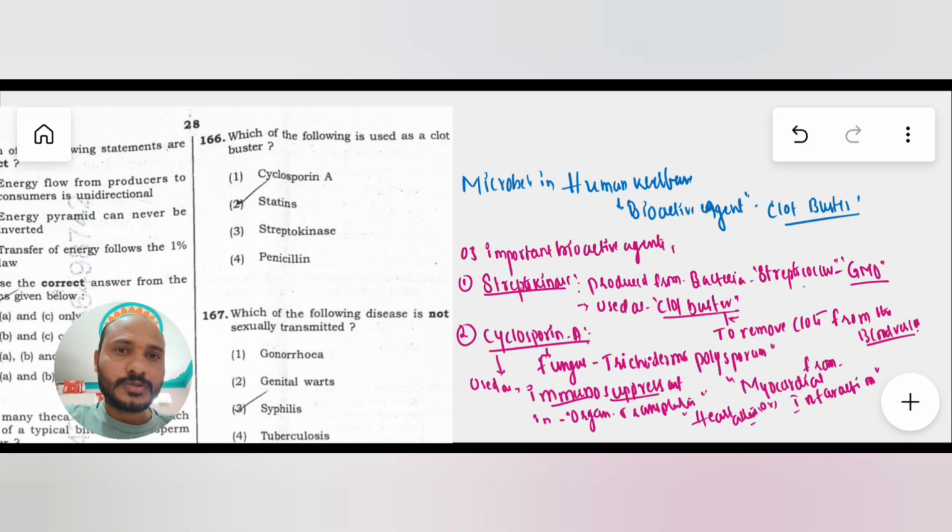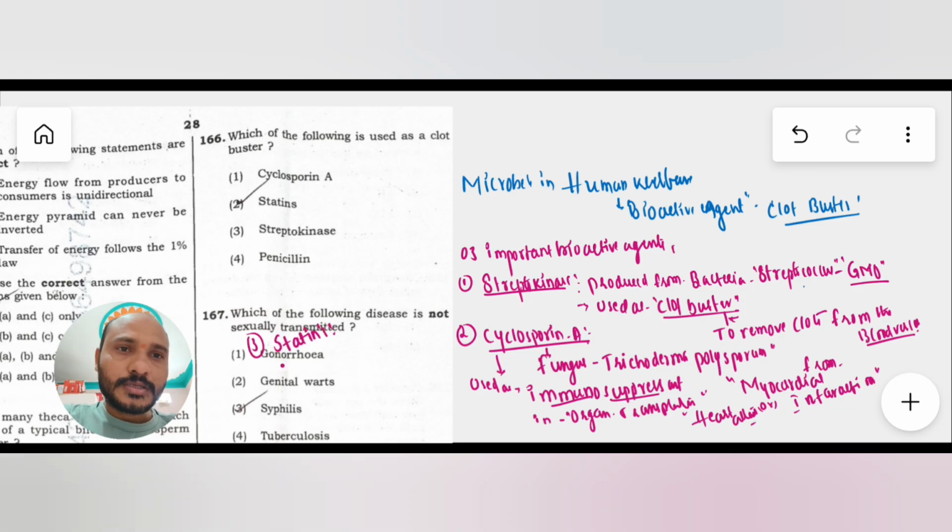Why? Because when there is an organ transplantation from one organism to another, the patient who receives the organ, his own immune system cannot recognize this organ. So what we need to use is cyclosporine, which suppresses the immune system of the patient. Okay, right. Now the third one, I am writing the third one, that is statins.